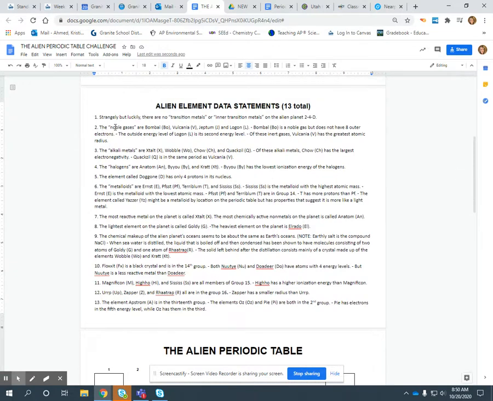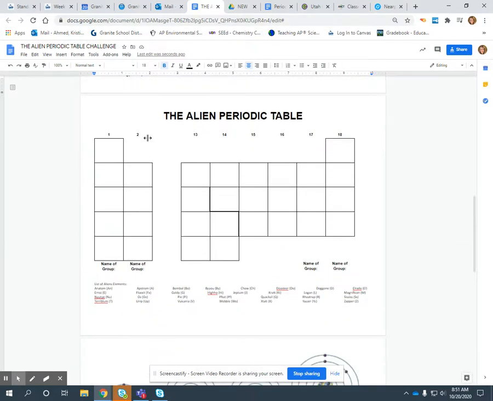Our second clue says the noble gases are bombal, volcana, gypsum, and logon. Then it'll give you a description of each of these noble gases. What you need to ask yourself is which group represents the noble gases. If you go back to your notes, you'll remember, yes, the noble gases are group 18, this column right here. So these 4 spaces are where we're going to be putting those alien noble gases with the weird names and symbols. To know which one goes on top, which ones go in the middle, and which one goes on the bottom, we have to keep reading the clues. But we're focusing on this column for clue number 2.